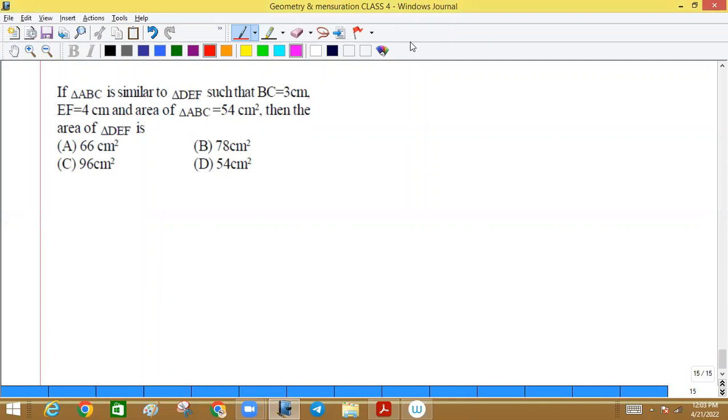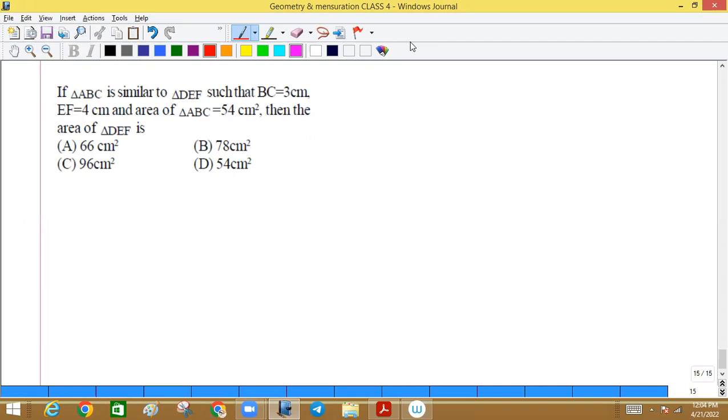Look at the fourth one. If triangle ABC is similar to triangle DEF, the moment you know the similar triangles, we know sides are in the same ratio. When it comes to areas, area 1 by area 2 is equal to side 1 by side 2 whole square. To say it simply, if the sides ratio is 1:2, the perimeters ratio is also 1:2, the heights ratio is also 1:2. When it comes to area, 1 square is to 2 square, which means if the sides are in the ratio 1:2, areas will be in the ratio 1 square is to 2 square. Suppose the sides ratio is 2 by 3, the areas ratio will be 4 by 9.